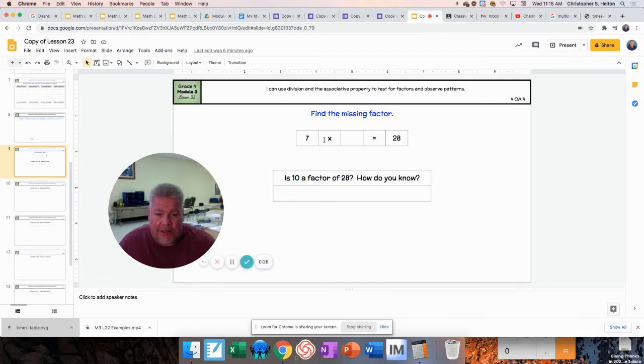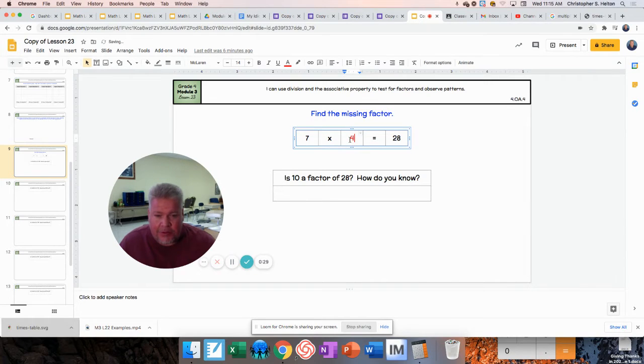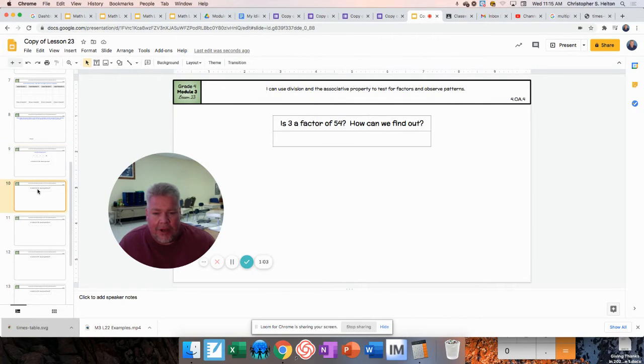But if we know this, we know that 7 times 4 is 28. Those are both factors of 28. And this question asks, is 10 a factor of 28? This is kind of one of those clues. We know that 10 is not going to be a factor of 28 because anything times 10 is going to end in a 0, isn't it? 10, 20, 30, 40, 50. So we know that 10 cannot be a factor of 28 because anything times 10 ends in a 0. So there's one clue about tens. You can count by tens to know if it's a factor of something or not.